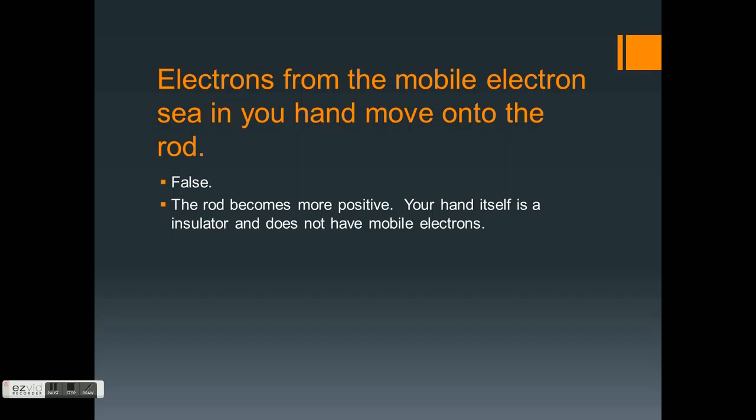Electrons from the mobile electron sea in your hand move onto the rod. This is false. You know this because the rod becomes more positive when you touch it. Your hand itself is an insulator, and it does not have a mobile sea of electrons like a conductor would.